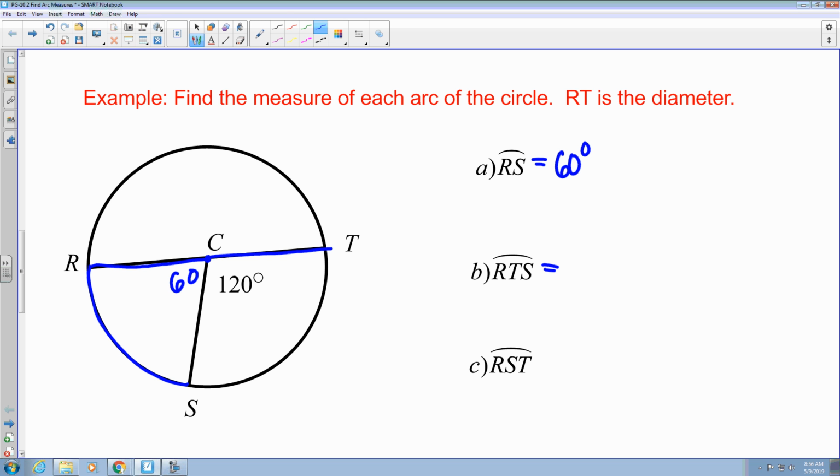Next, we need to find arc RTS. So I'll just kind of draw it out. RTS. Basically, everything that's in green is everything that's not part of that 60-degree central angle. So I could take 360 and subtract 60, and that's going to equal 300 degrees.